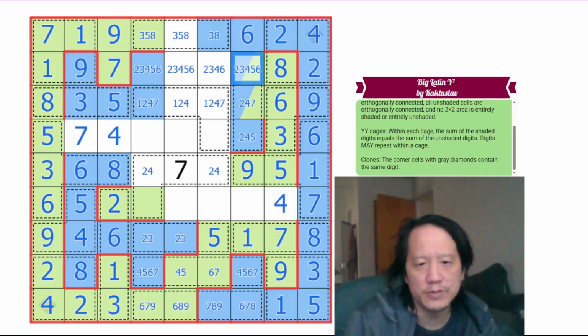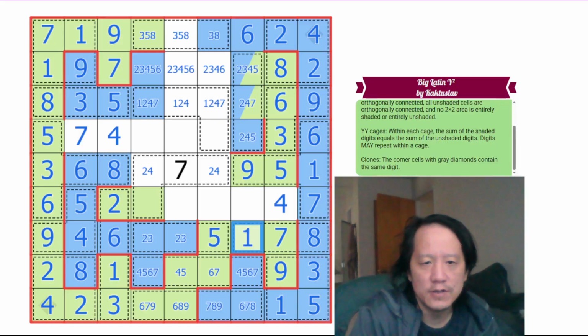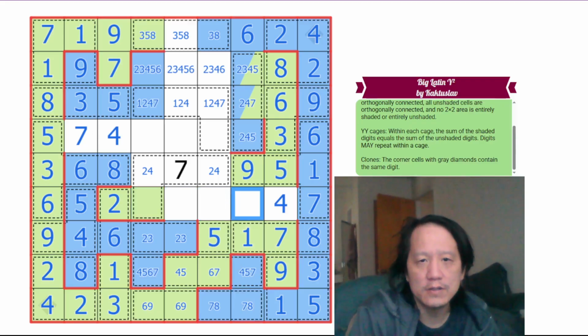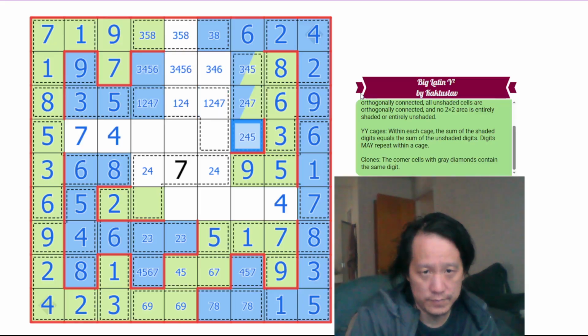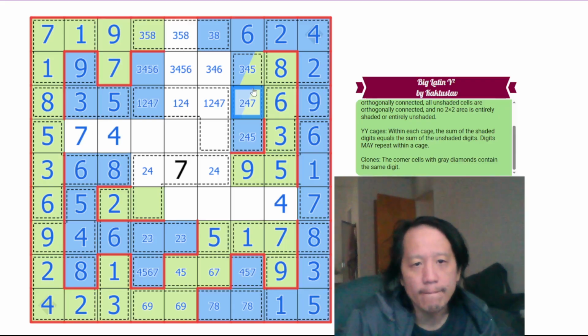This is 6, which eliminates 6 in the rest of the column. No 6 here, no 6 here. This can't be 6 or 9. This is a 7, 8 pair. So this must be a 6, 9 pair here. No more 2 in row 2. So this is either 2, 3 adding up to 5, 3, 4 adding up to 7, or 2, 5 adding up to 7.